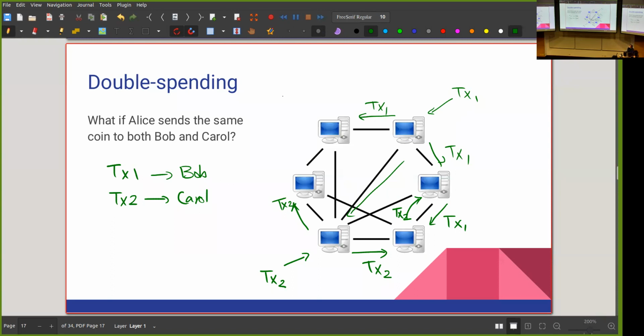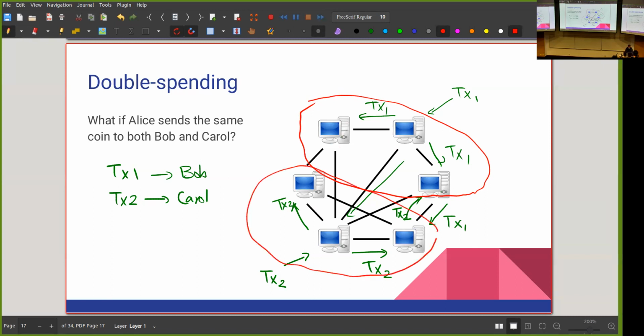There are people on the network who have heard about transaction 1 first. And these are people who think that transaction 1 happened first. So these computers or nodes heard about transaction 1 first. And these ones heard about transaction 2 first.